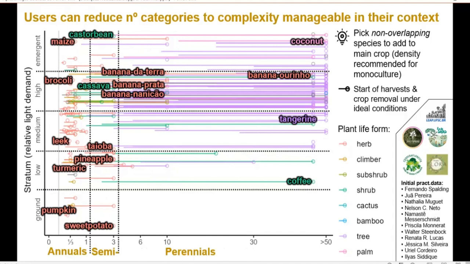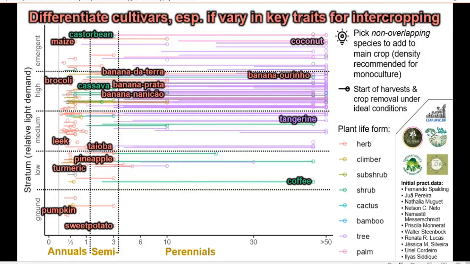So when we reduce it further, we can also pick and differentiate varieties, like cultivars, of the same species. Like, for example, banana has cultivars that are slightly variable in their relative light demand and in their maximum production cycle. And so we are treating different cultivars as different functional species, let's say, in this intercropping tool.